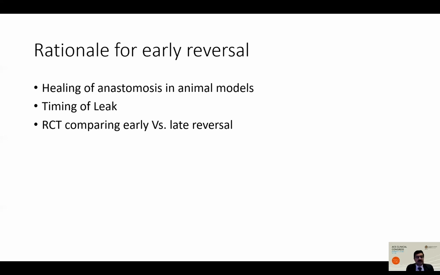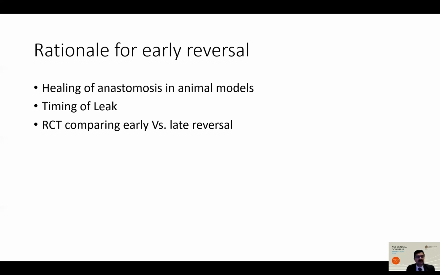So the question is, what's the rationale for early reversal? A lot of surgeons who know that I've been leading a trial in safety for early reversal even asked me, what's the point of making an ileostomy if you're going to take it down between days 10 and 14? I think it's important to, first of all, address that this is a very genuine question. But secondly, also to look at data from animal models and also to look at a subset of patients who may not have very high-risk features for a leak who may benefit from early reversal.